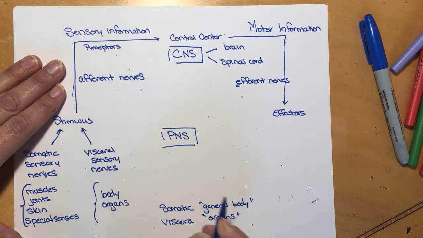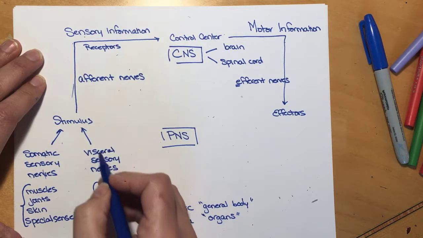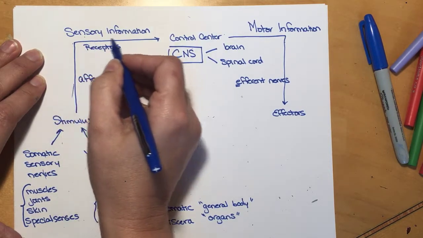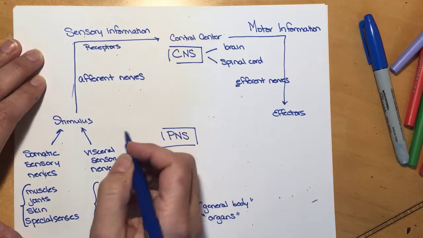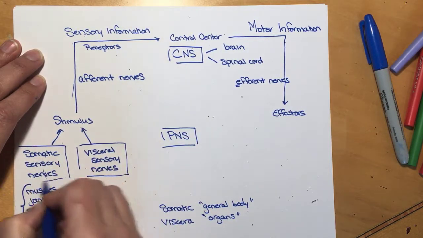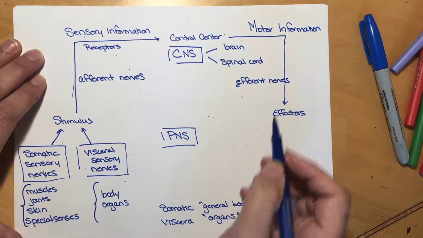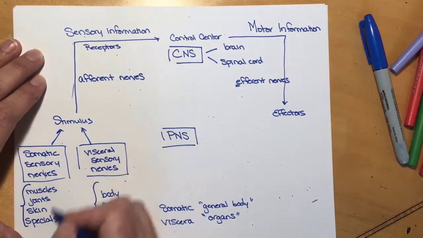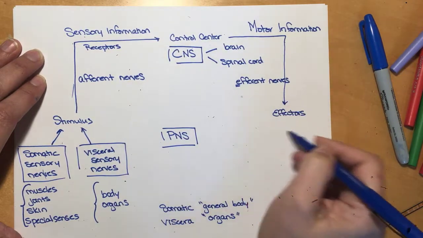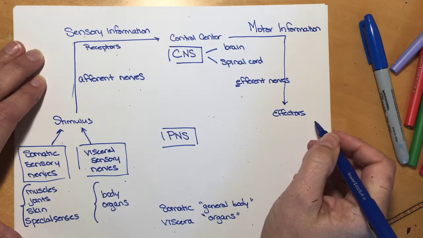So your stomach hurts, your liver hurts, your intestines are grumbling. That's all going to be brought in, sensory information still brought in on afferent nerves, but it's being brought from this visceral sensory division of the peripheral nervous system. And of course, because we have a couple of different divisions over here, we're going to have a couple of different divisions over here in the motor information area.